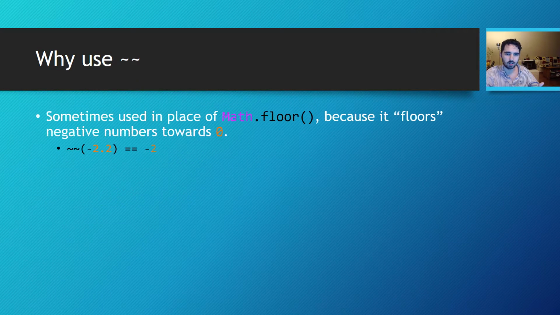But why use it? Let's take a look. Sometimes it's used in place of Math.floor, especially when you're dealing with negative numbers, because it always floors towards 0, even when you're dealing with negative numbers. So double tilde of minus 2.2 will floor towards 0, so you'll get minus 2 instead of minus 3, which is what Math.floor would give you.